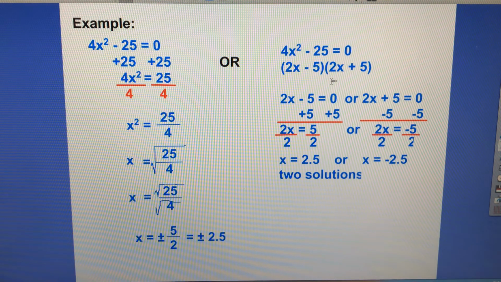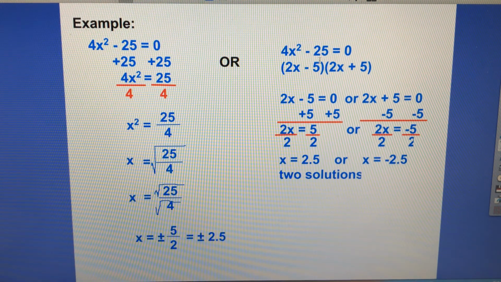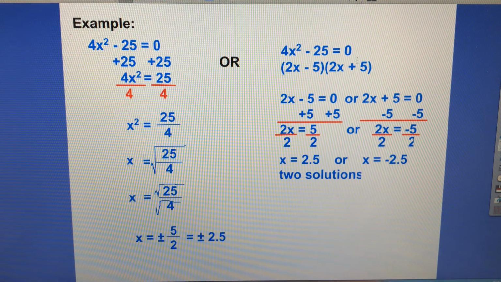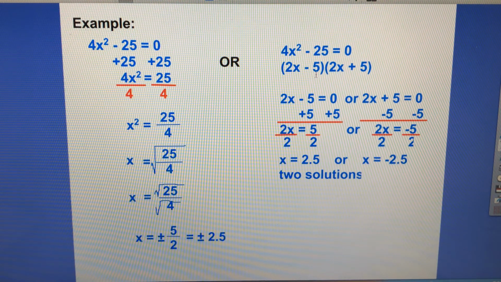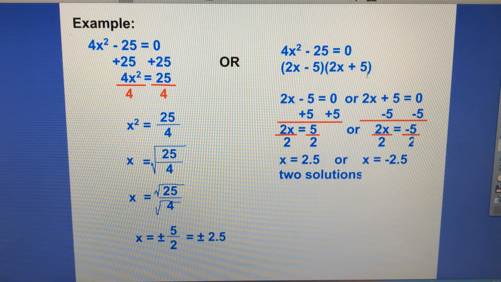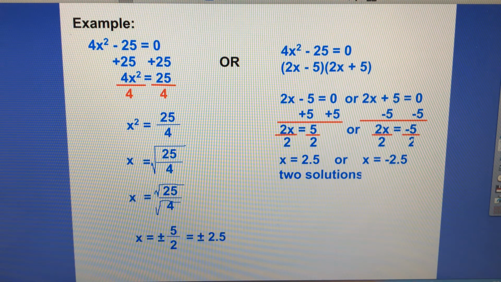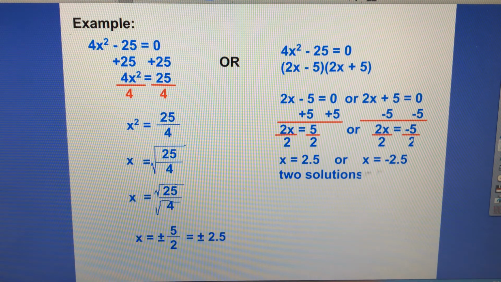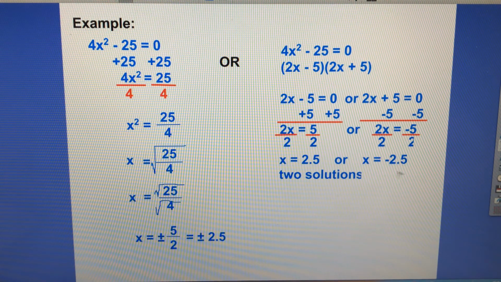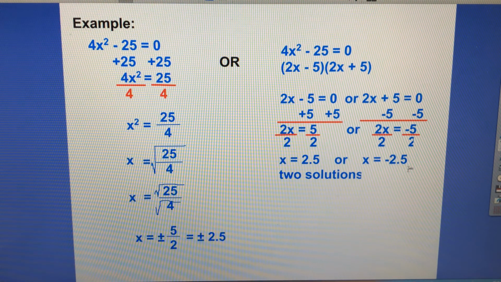On this side, I took 4x squared minus 25 equals 0, and I did some factoring: 2x minus 5 times 2x plus 5 equals 0. 2x minus 5 equals 0, or 2x plus 5 equals 0. I can solve both binomials, and x equals 2.5, or x equals negative 2.5. Two solutions.